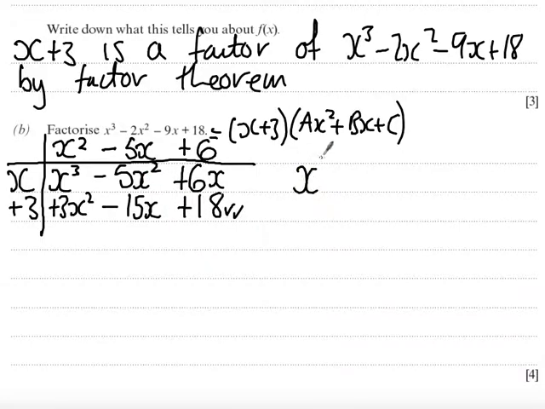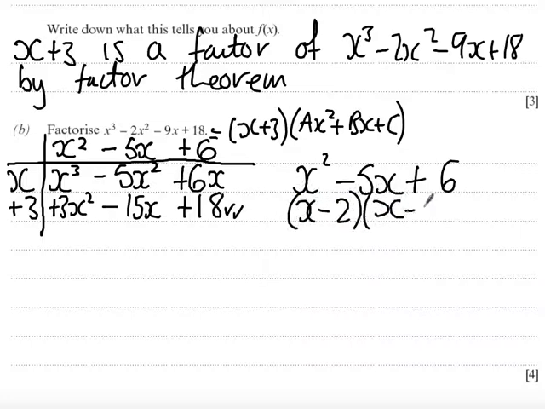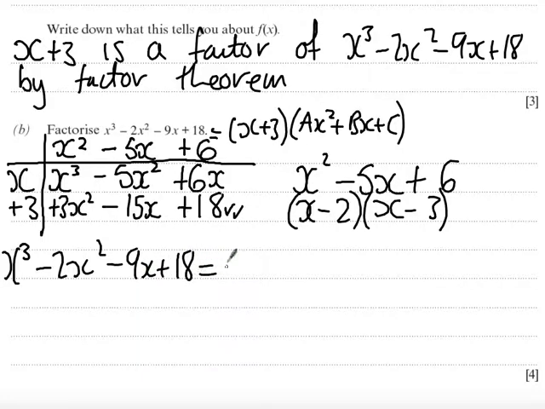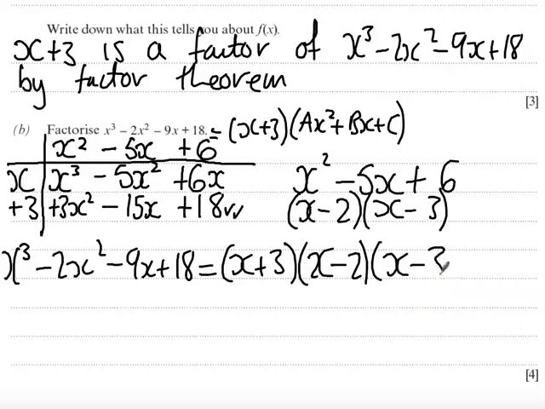At this stage, let's now factorize the quadratic x squared minus 5x plus 6. Two factors of the same sign, which will add to give me minus 5: x minus 2 and x minus 3. So then my cubic, x cubed minus 2x squared minus 9x plus 18, is equal to the first factor which we found, which was x plus 3, and then multiplied by x minus 2, x minus 3.